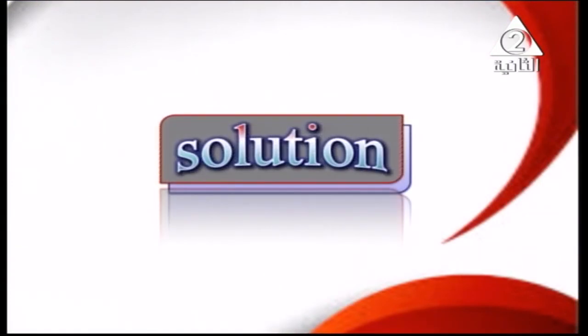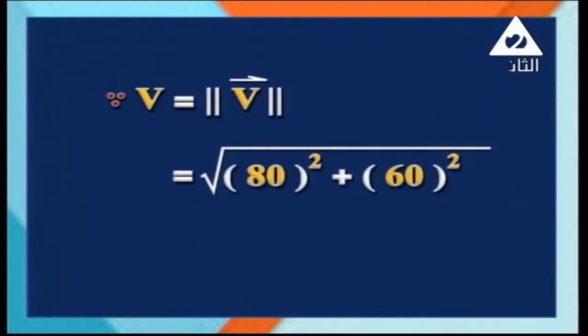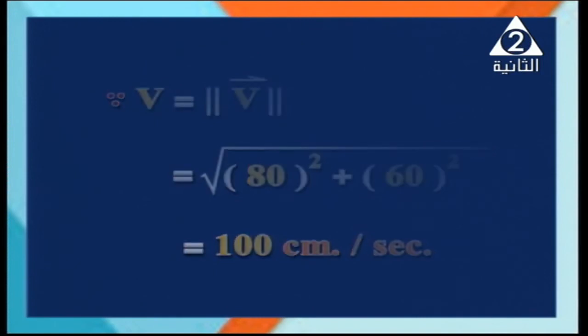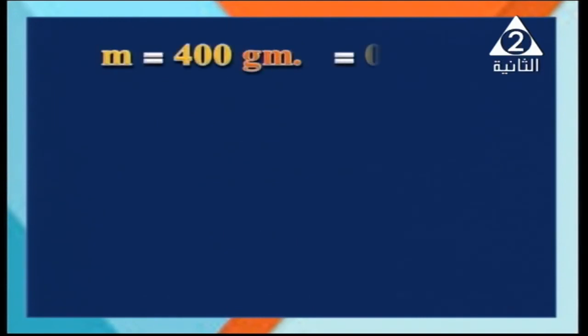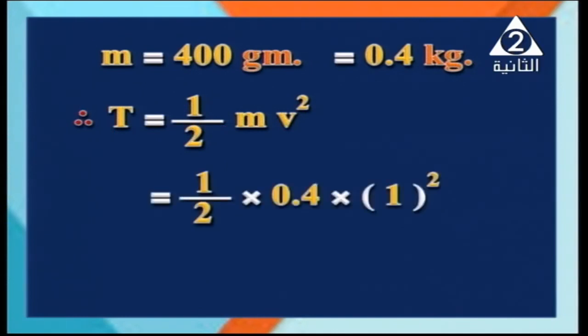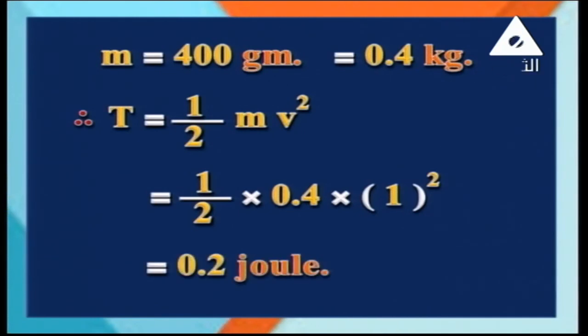My dear student, v equals the norm of v, square root of 80 square plus 60 square, equals 100 centimeter per second. This is the velocity. Mass equals 400 gram, by dividing by 1000 equals 0.4 kilogram. Kinetic energy T equals half m v square. By substitution of m and v, kinetic energy T equals 0.2 joule.